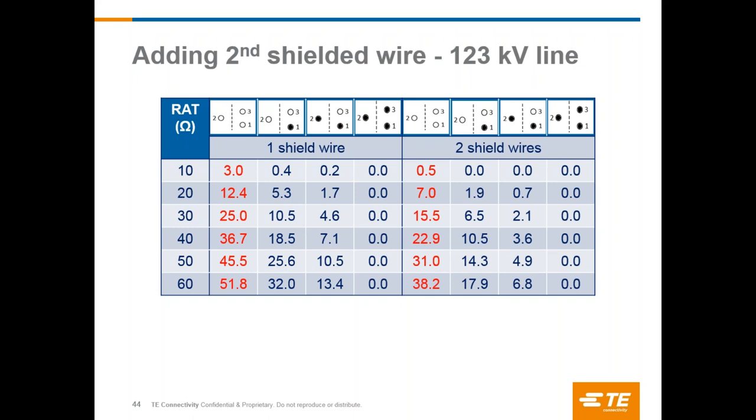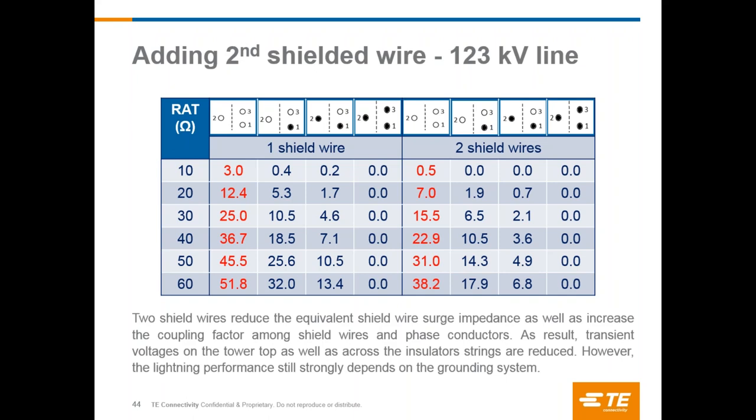We can observe that adding the second shield wire improves the lightning performance significantly. Two shield wires reduce the equivalent shield wire surge impedance, as well as increase the coupling factor between shield wires and phase conductors. As a result, transient voltage on the tower top, as well as across insulator strings, is reduced. However, as you can see from the results, good lightning performance still strongly depends on the ground system behavior.